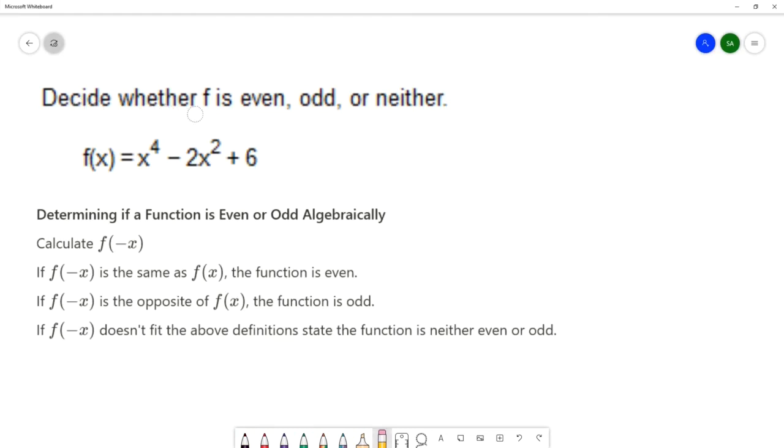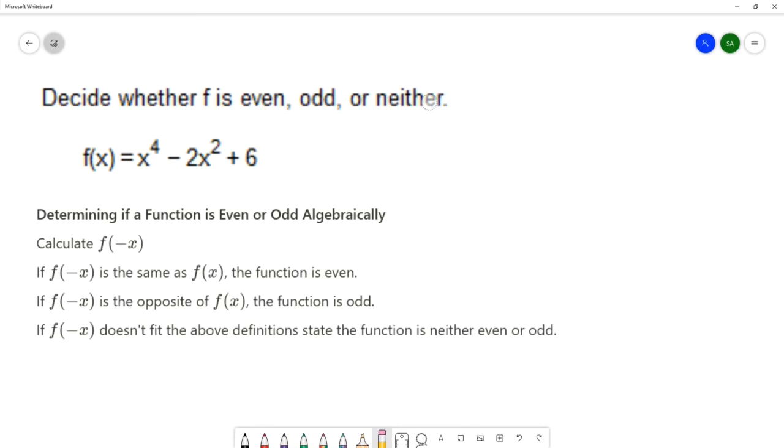Decide whether f is even, odd, or neither. f of x is equal to x to the 4th minus 2x squared plus 6. So we want to decide whether f is an even function, an odd function, or neither.